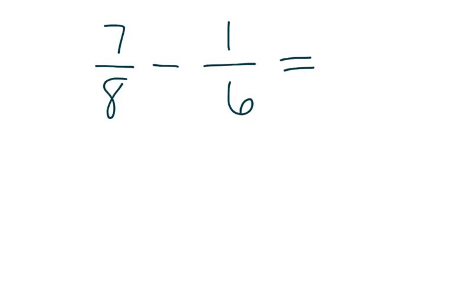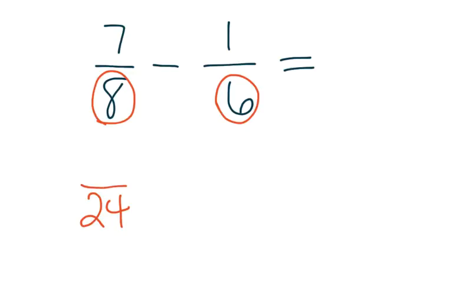The next example we're going to look at is a subtraction problem. So you have 7/8 minus 1/6. Once again, I'm going to look at my 8 and my 6 and come up with a common denominator. I can come up with 48, but I do know that there's a smaller common denominator of 24.